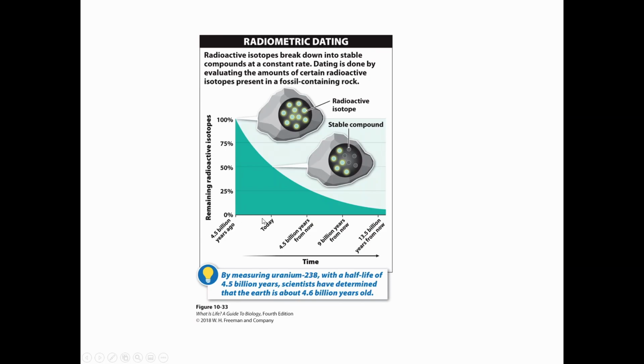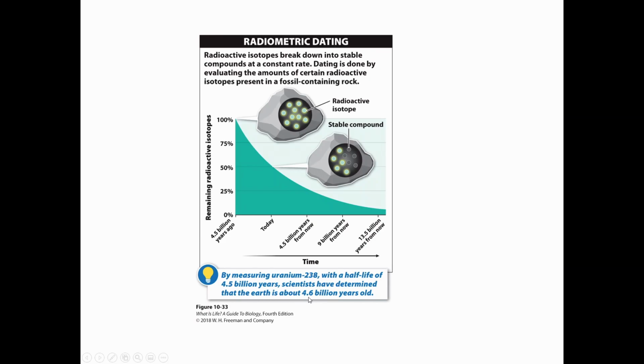So every 4.5 billion years, the amount of the radioactive isotope gets cut in half. Again, you can use radioactive carbon, nitrogen, phosphorus. There's a whole bunch of them that can be used for radiometric dating depending on how far back you're looking, roughly. So in this case, we're looking at uranium-238. The half-life is 4.5 billion years. And this is what we've used to determine how old the Earth is.